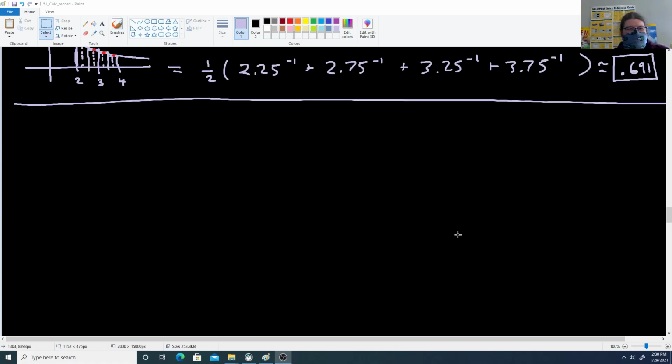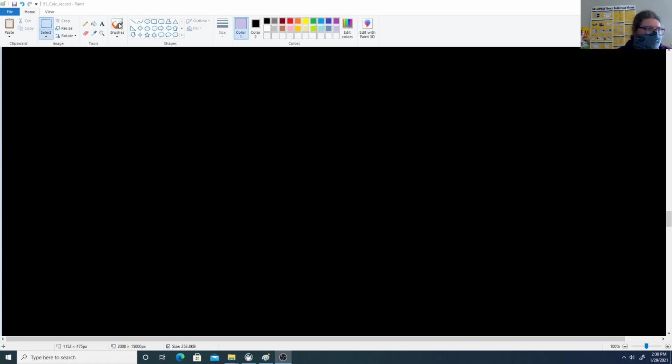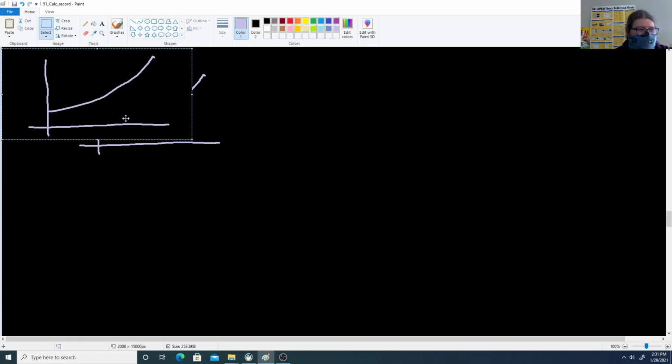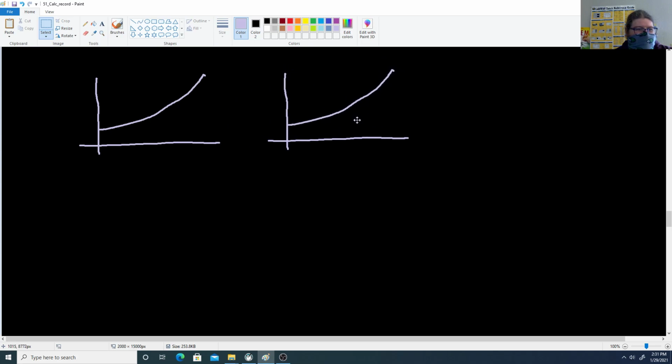Okay, so for the next bit of this video, we're going to be looking at what happens as we take more and more approximations with more and more of these bars. So basically, if we have a curve that heads upwards, we're going to look at this curve a couple different ways. For this example, I'm going to talk about some left endpoint approximations.